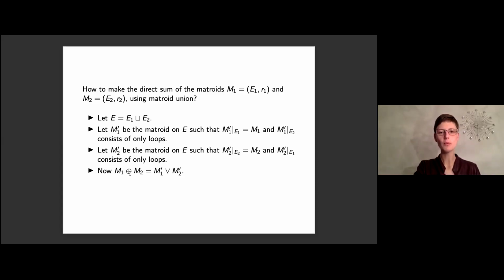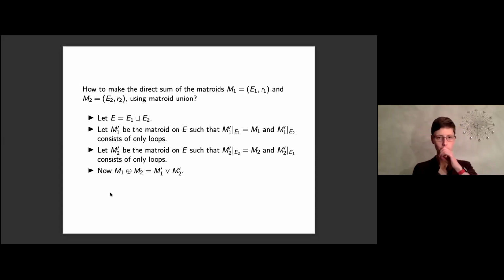And now the direct sum of M1 and M2 is the same thing as the matroid union of this M1 prime and M2 prime. And you can see that from this independence definition, because, well, what are the independent spaces in M1 prime and M2 prime? Well, since I was adding only loops, the independent spaces are exactly the independent spaces of M1 and the independent spaces of M2, and you just get the regular definition back.